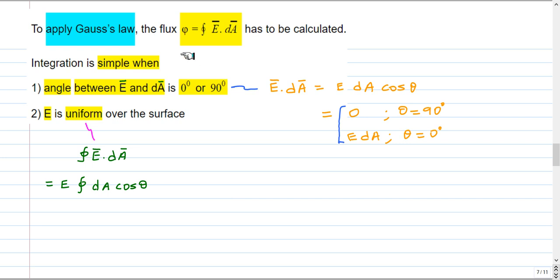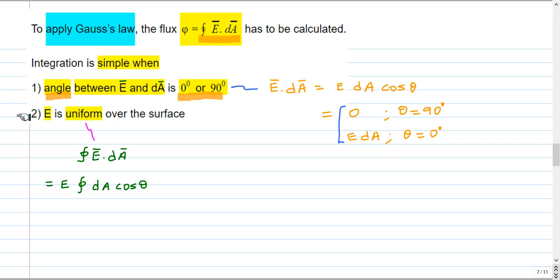While applying Gauss's law, we state that phi is q by epsilon naught and phi is integral E dot dA. We have to evaluate this integral, and this evaluation will be simple under certain circumstances. The first one is when the angle between the electric field vector and the area vector is either 0 degrees or 90 degrees. E dot dA is E into dA into cos theta. So when the angle between them is 90 degrees, E dot dA is 0, and when both the electric field vector and the dA vector are in the same direction, the angle between them is 0, and E dot dA is the same as E into dA.